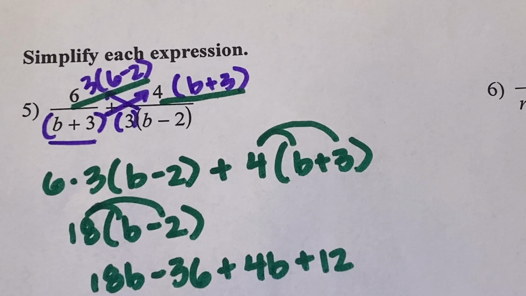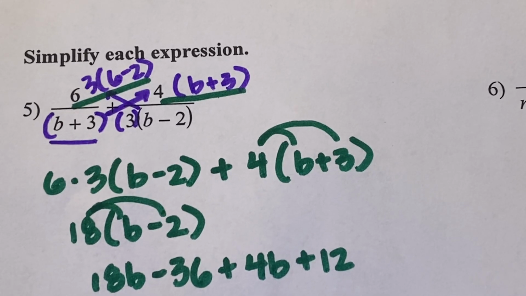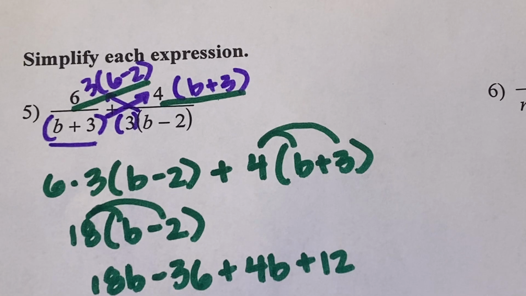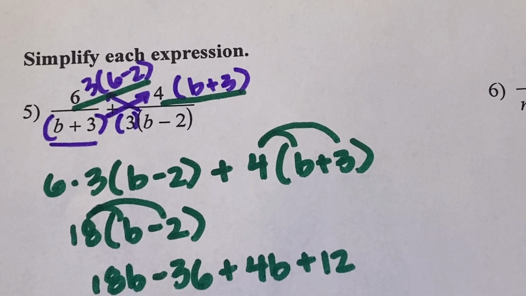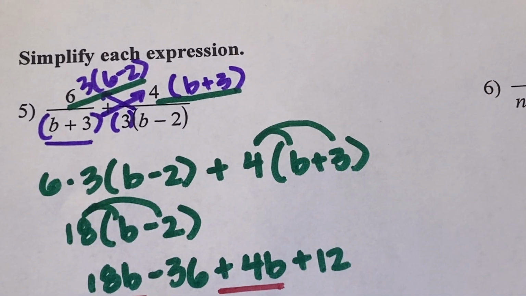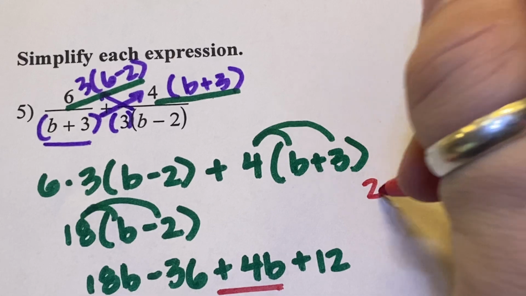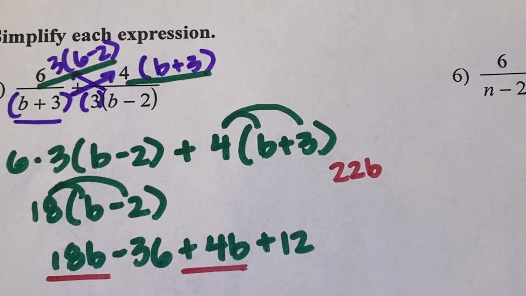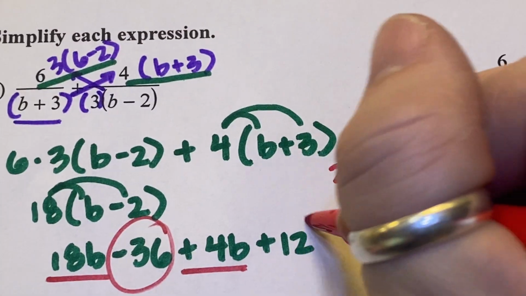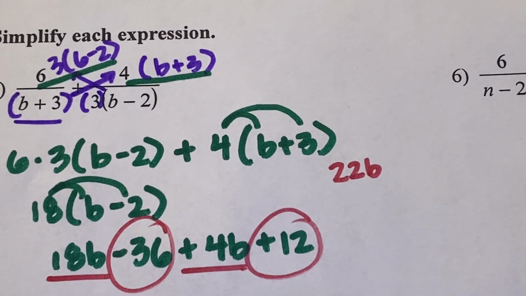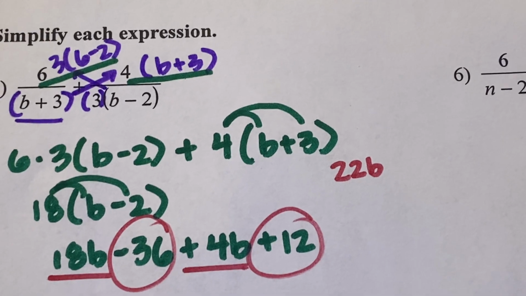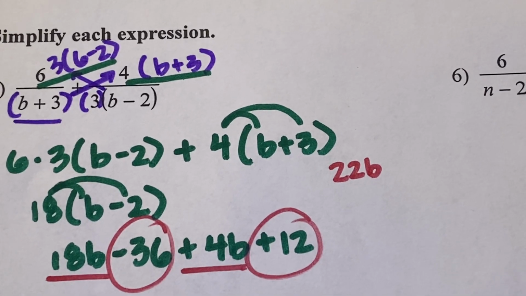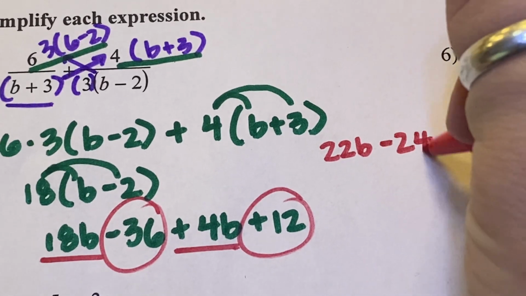Okay, again, I'm just forgetting about the denominators for a second. We'll put them back onto our answer in a second. But now we want to simplify, combine like terms on my numerators. So where are my like terms right here? 18b and 4b. What is 18 plus 4? 22. So I get 22b on top. Other like terms I can combine? Negative 36 and 12. Yeah, you can combine those. I'm at negative 36, but then I add 12. What's that going to give me? Negative 24. Yep, negative 24.